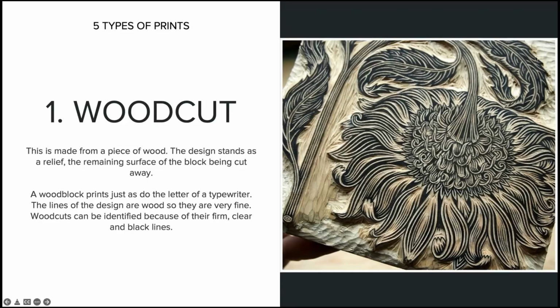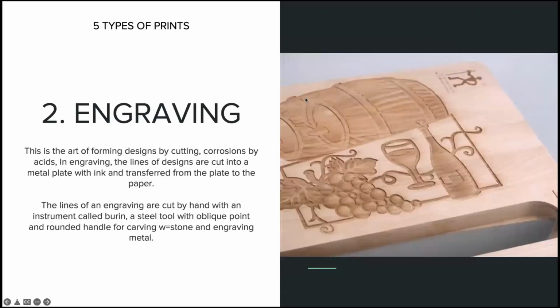What's another type of print? So we have the engraving. This is the art of forming designs by cutting, corrosion by acids. In engraving, the lines of the designs are cut into a metal plate with ink and transferred from the plate to the paper. An example is this. The lines of an engraving are cut by hand with an instrument called a burin. So what is this burin? A steel tool with an oblique point and rounded handle for carving stone and engraving metal.